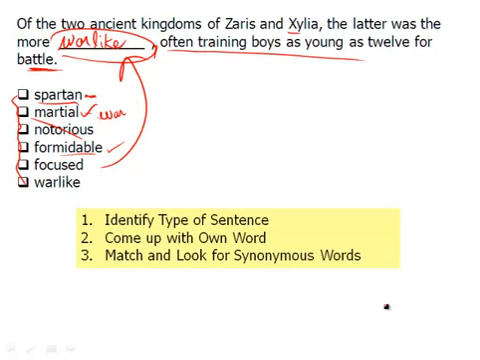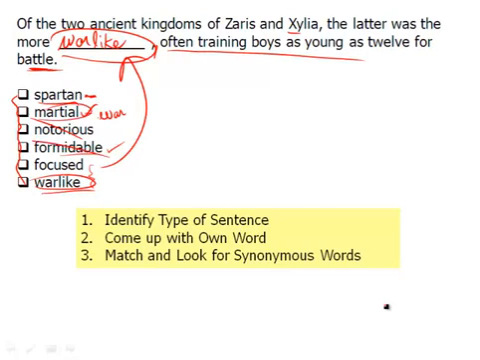So let's say we go through here, and there is not a synonym for martial or warlike, but there is a synonym for formidable. Then that would be the answer, even if your own word was warlike. However, what do we have down here? We have warlike, which of course is a much better word as well. And warlike and martial are the answers, and formidable is out.